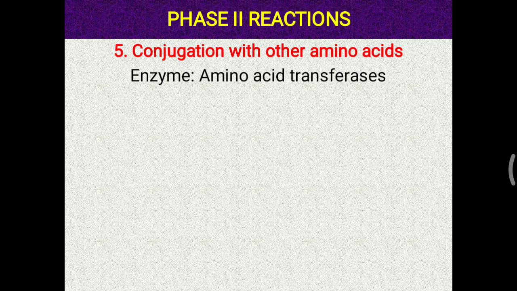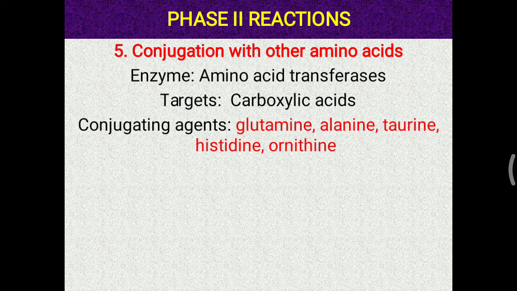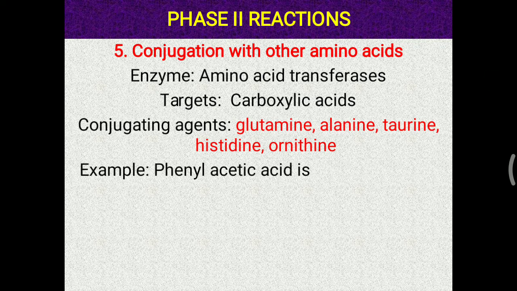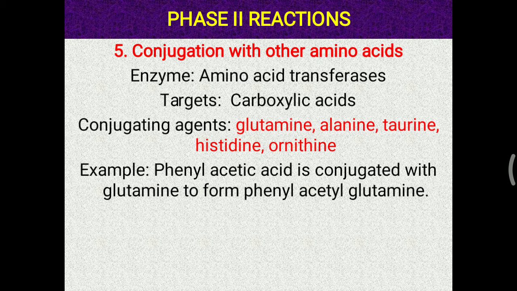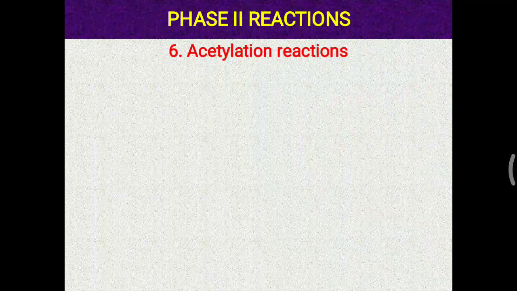The enzyme utilized here is amino acid transferase, and the targeted molecule is carboxylic acid. This carboxylic acid is water soluble, but sometimes, to make it more water soluble or to excrete it from the body, it is combined with an amino acid. So the conjugating agent is mainly an amino acid. Glutamine, alanine and histidine are most commonly utilized. Apart from that, taurine and ornithine are also utilized. An example of amino acid conjugation is phenyl acetate conjugated with glutamine to form phenyl acetyl glutamine.